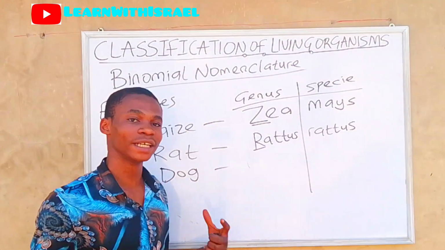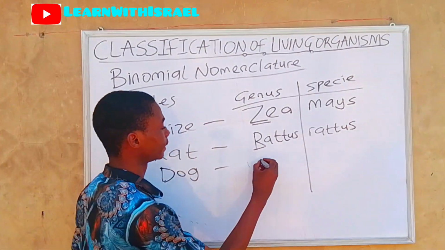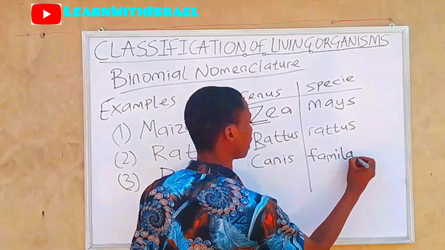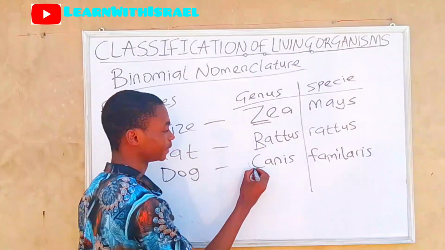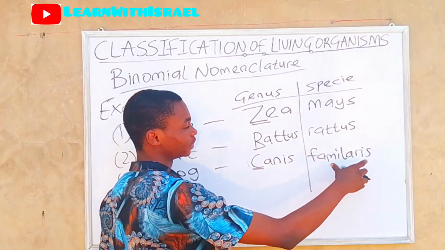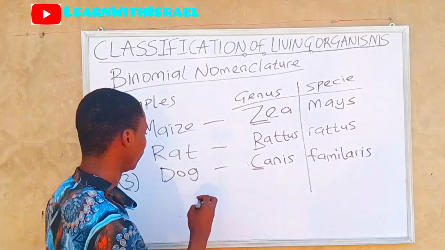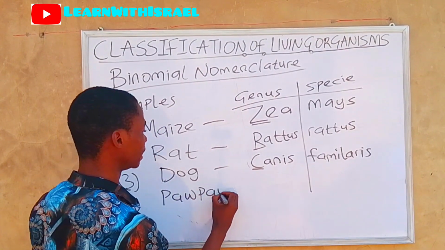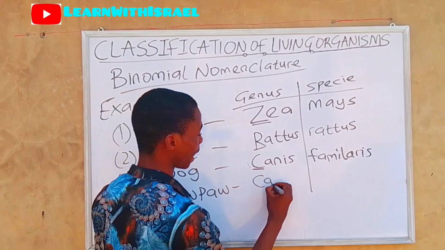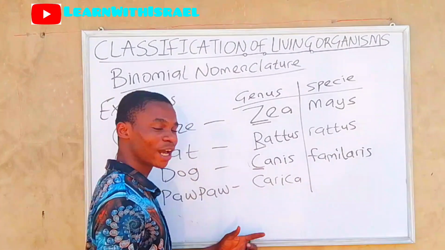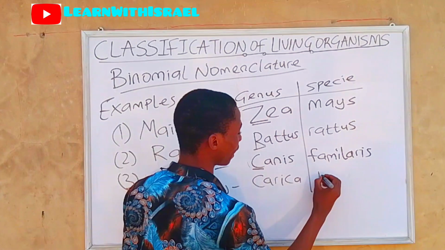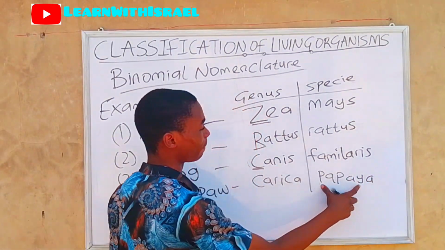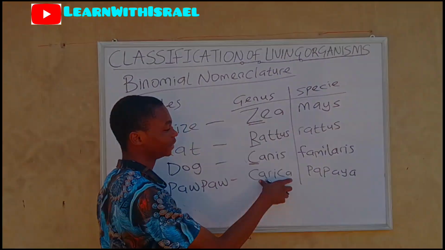The scientific name for dog is Canis familiaris. Canis starts with a capital letter, while the species is lowercase, which is in small letter. And the next one is pawpaw. The scientific name for pawpaw is Carica papaya. I know a lot of you are familiar with the scientific name of pawpaw. So papaya is the species, while Carica is the genus.